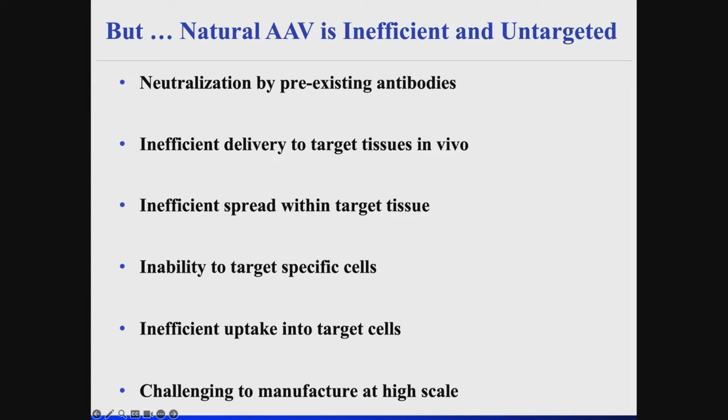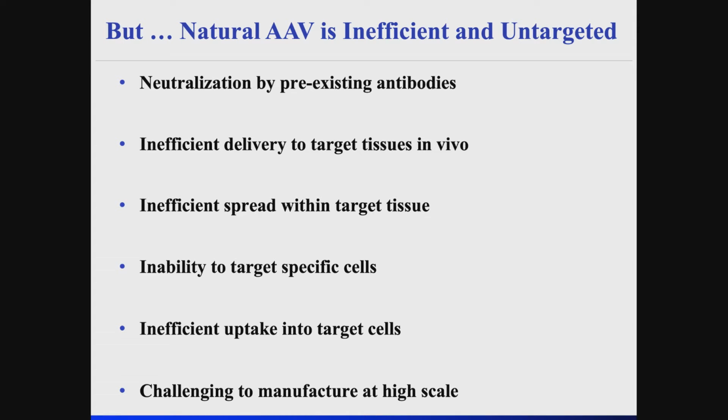They're, in many cases, efficiently taken up into the liver after an IV administration. That doesn't mean they infect the liver that well. They simply are depleted from the bloodstream by uptake into the liver. And as a result, they biodistribute to other tissues rather poorly. There's inefficient spread within a target tissue. The natural versions of AAV have zero capacity to target delivery to some cells versus others.